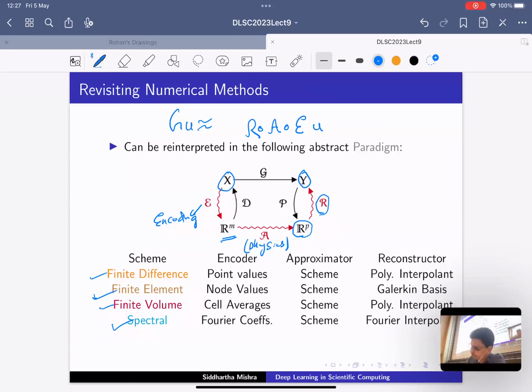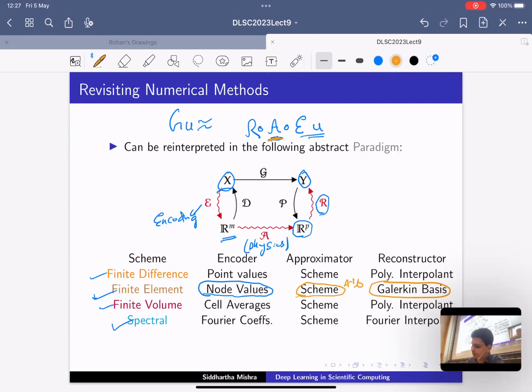So G of U is approximated by this object here. For finite elements, what did we do? We started with the function and took out the node values of the function. And then we evolve them. For finite elements, this was our scheme: the inversion of the stiffness matrix. If you remember, this was A inverse B. Then you obtain the node values of the solution because you are able to invert the stiffness matrix. And then in order to realize it at any point, you just interpolate it using a Galerkin basis. So this was the basis of finite element methods.